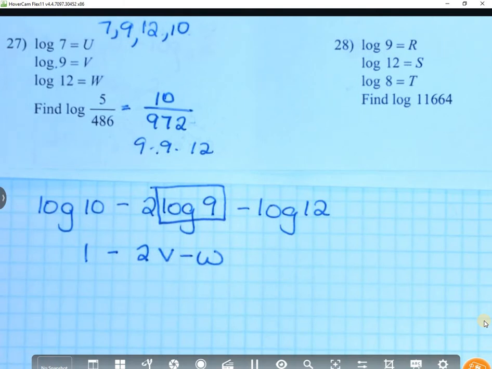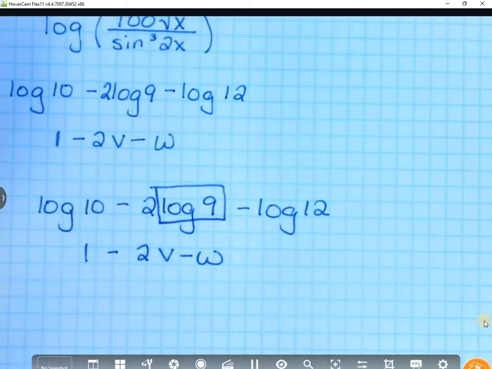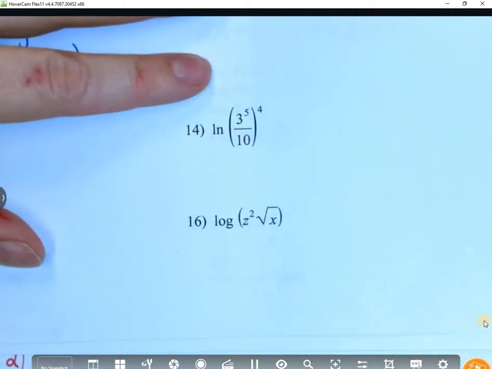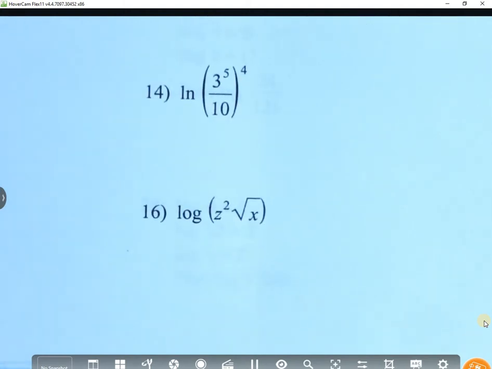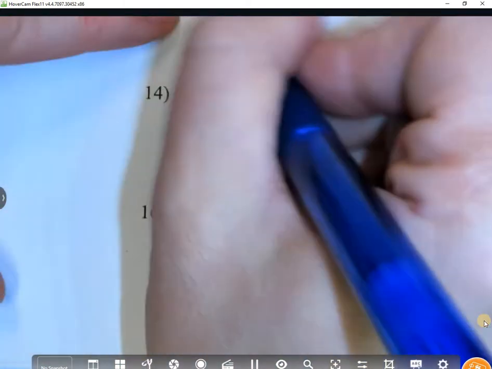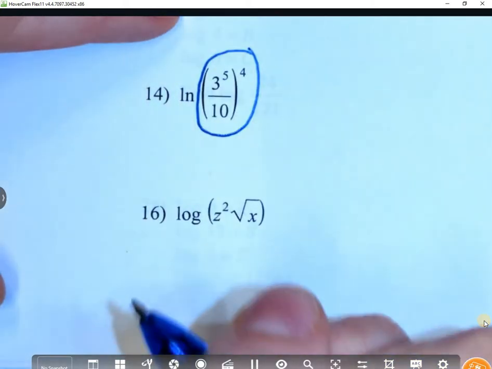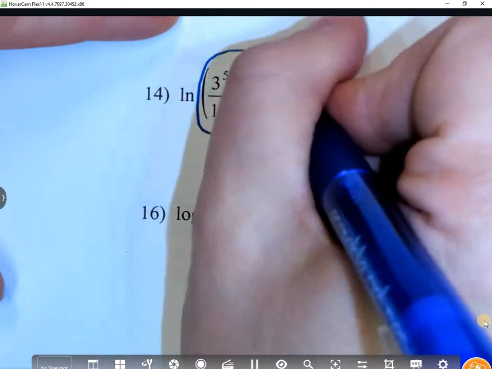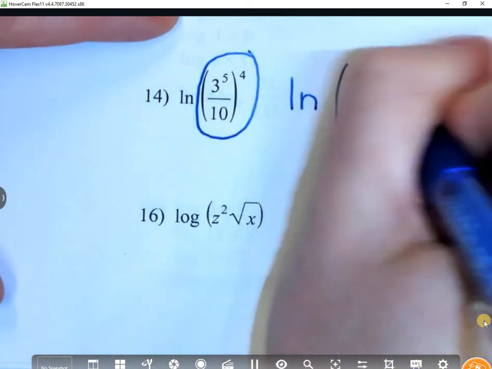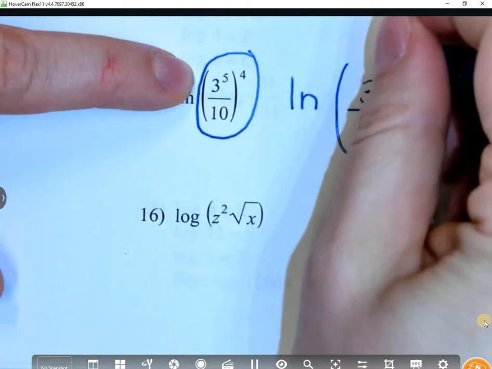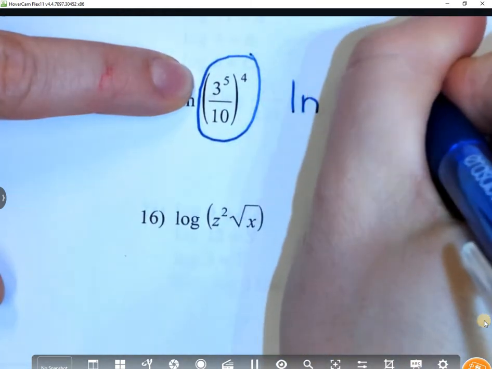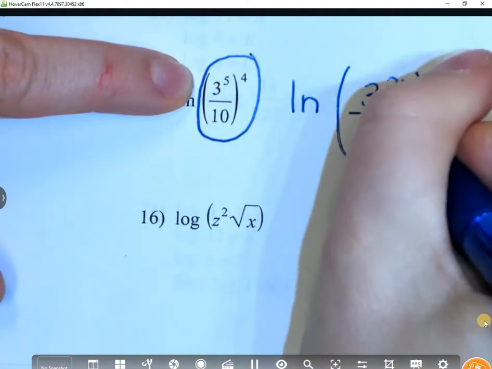Okay. Yes, sir? 14. Let me see what that problem was. So if we're looking at 14, laws of exponents can be handled in many different ways. I'm going to do this in the way that makes me deal with the least number of rules. What I mean by that is I want to simplify first. So if I simplify that, that's the natural log, and it will be 3 to what power? Not 3 to the 4th, 3 to the 20th over 10 to the 4th.